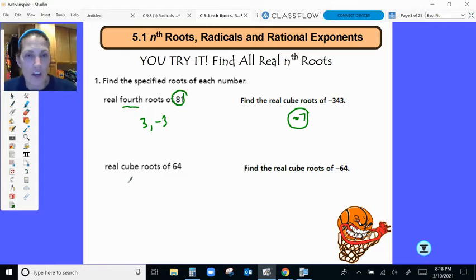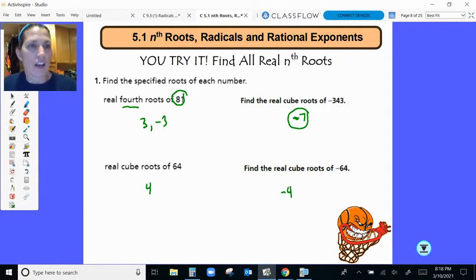The real cube root of 64, again, it's just going to be one root, so it's going to be positive 4. 4 times 4 is 16, and 16 times 4 is 64. And then the real cube root of negative 64 is going to be negative 4.